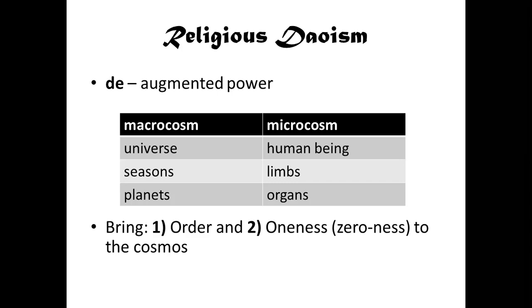Bring order in our lives, and through that to all else, and bring oneness to the cosmos. So, the idea is that the seasons are the macrocosm, our limbs are the micro planets, organs, right? So there's this sort of parallel between the individual and the universe, and we have to dive into that, tap into that, and find oneness.